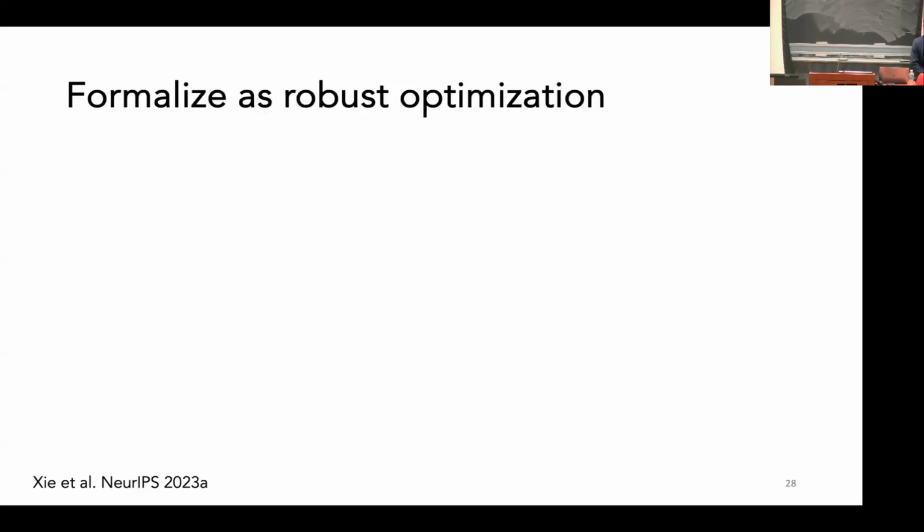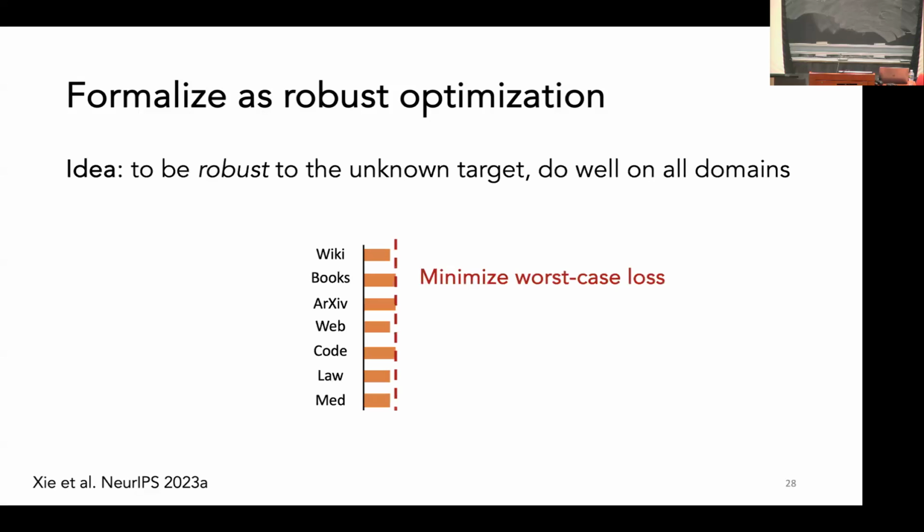So we instead formalize the problem as robust optimization. The idea here is that we have this unknown target. Can we choose the mixture so that the model is robust to this unknown target? In particular, we'll do so in a way that the model does well on all the domains simultaneously. The robust optimization approach is to optimize an objective, which is the worst case loss over all the domains.